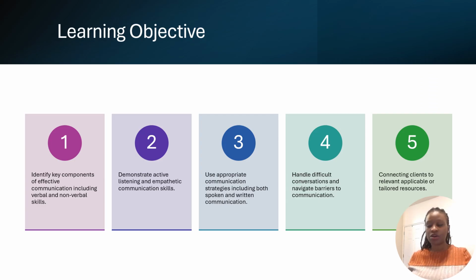So for today, our objectives are these 5 things, which I hope by the end of the presentation you will have gotten. Our first one is to identify key components of effective communication, and this includes the verbal and the non-verbal skills. I want us to understand active listening and what empathetic communication skills look like. And number 3, we will learn how to use appropriate communication, including spoken and written communication.